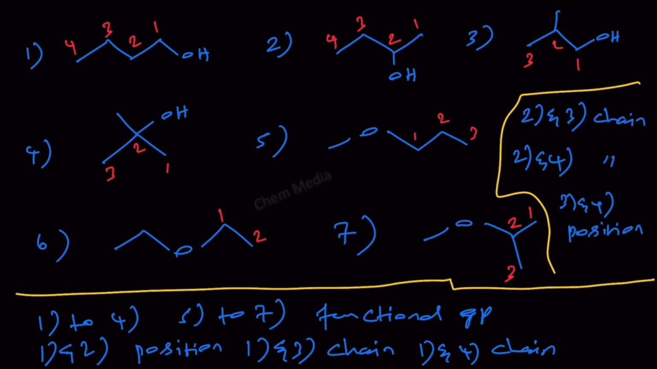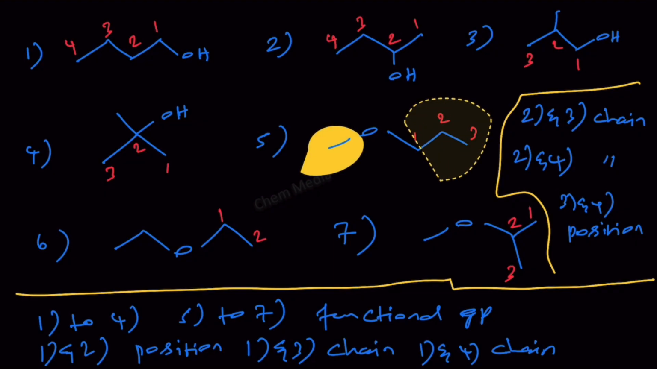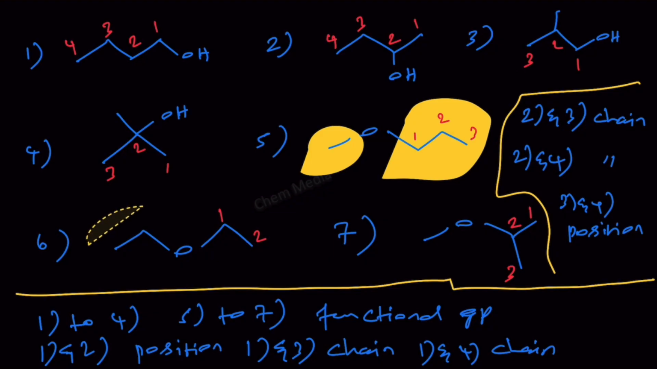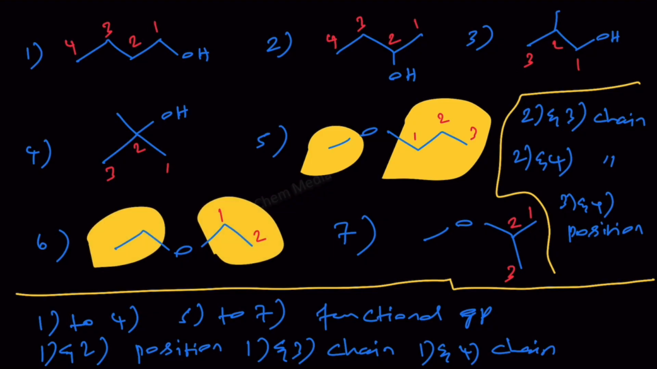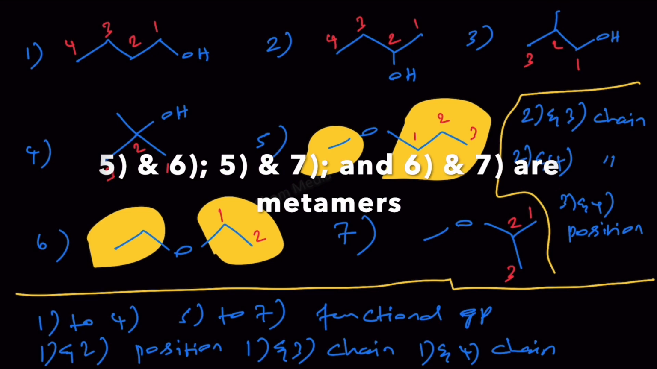How about 5 and 6? 5 and 6 are metamers. 5 and 7 are also metamers. 6 and 7 are also metamers because 2 different alkyl groups are attached. So here we have a methyl group, whereas here we have a propyl chain. When it comes to here, we have an ethyl group and then an ethyl group on the other side. So the alkyl group units are different, and therefore if you are comparing 5 and 6, or 5 and 7, or 6 and 7, they are all metamers.